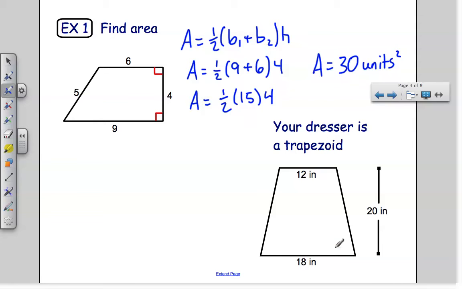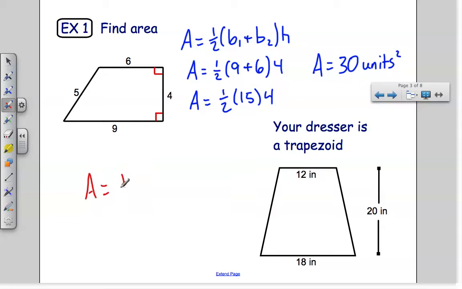Oh, and your dresser is a trapezoid. There's actually a lot of bookshelves I've seen in dressers that are trapezoid in shape. I'm assuming these are isosceles trapezoids, right? These legs would probably be congruent. I know that the top of the dresser is 12 inches, the bottom is 18 inches. And this would be the height, right? Measured from the floor. It's 20 inches tall.